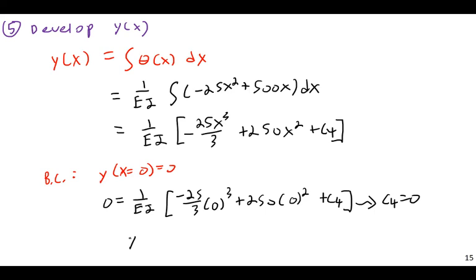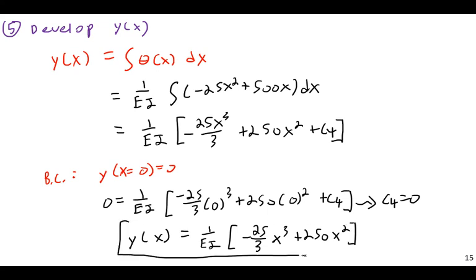Or simply, y as a function of x is equal to 1 over EI times negative 25 over 3 x cubed plus 250x squared. And that is our final deflection equation. So we've got all the equations we need.